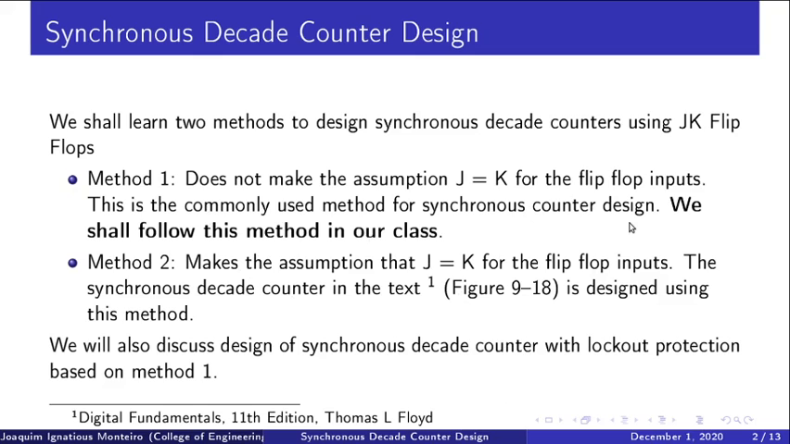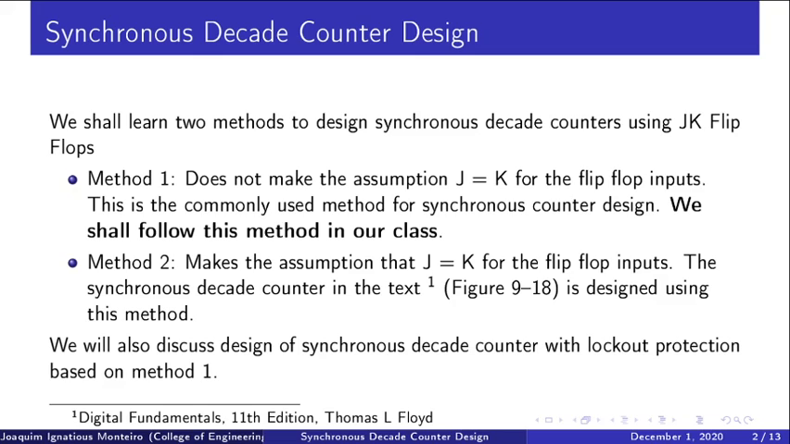The first method does not make any assumption that J equals K for the flip-flop inputs. You would design separately with K maps for J1, K1, all those things, starting with it's a 4-bit counter. So J3, K3, J2, K2, J1, K1 and J0, K0. You will separately design each of these, and whatever logic you get after minimization using K-map, you will implement.